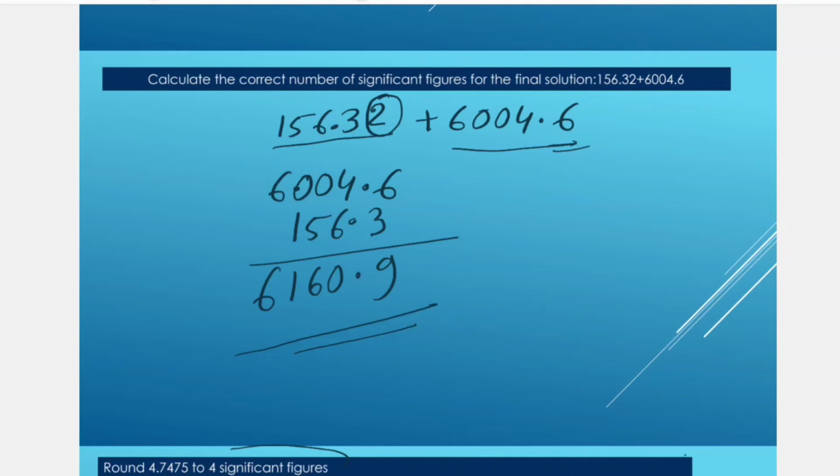So unlike in the case of multiplication and division, in case of addition and subtraction, we will look into the places after the decimal, and the number that has the least number of significant digits after the decimal place will count.